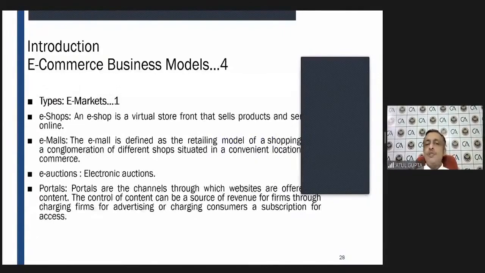E-shops. An e-shop is a virtual store front that sells products and services online. E-mall is defined as a retailing model of shopping, a conglomeration of different shops situated. So many shops come together, they create an e-mall. E-auctions are electronic auctions. In fact, banks are doing there for required assets, government agencies, those selling scraps are doing e-auctions.